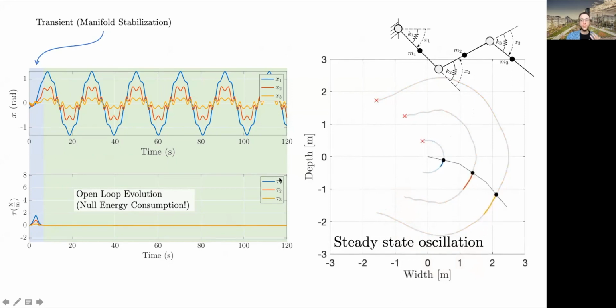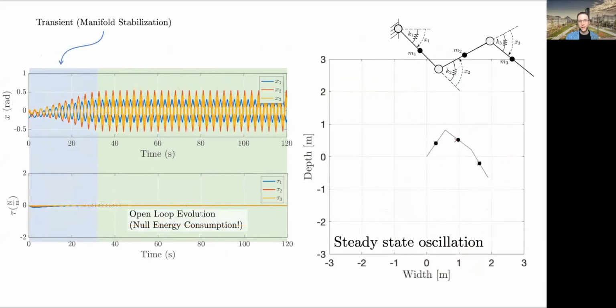This is a property that does not happen by chance. It's a property that this controller always has in general: once it reaches the steady state, you can also remove it, and the system is going to evolve according to these nonlinear oscillations without the need of any injection of energy. This is the stabilization of the second mode of the same system.